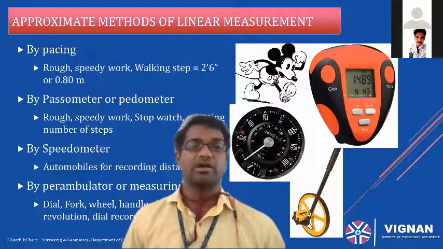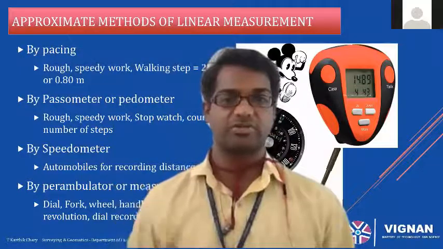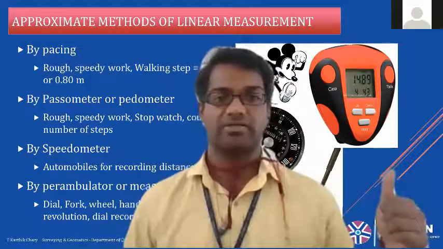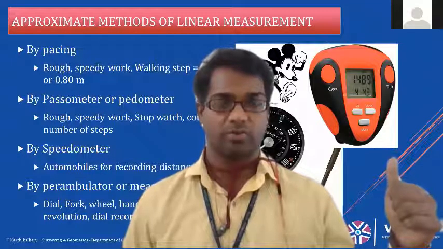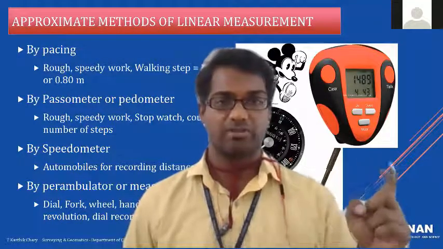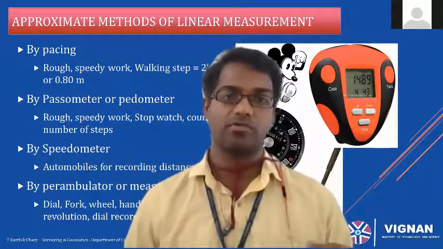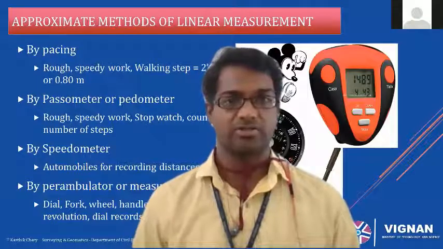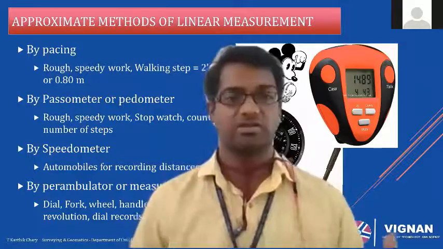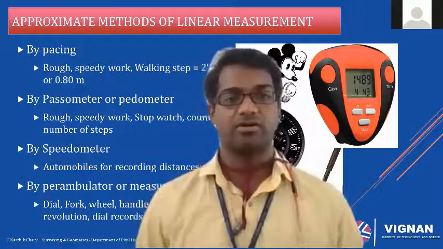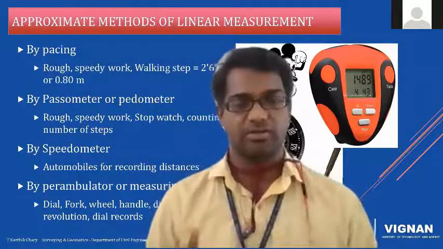That is why you also have an instrument called a passometer, also a pedometer, the instrument I have shown in red color. You can see it here. This instrument is a stopwatch kind of a thing. Click the button and start walking, and when you stop it, it automatically displays the number of steps. It counts the steps you have taken in a certain duration of time. It is rough work, but fast enough to get approximate measurements.